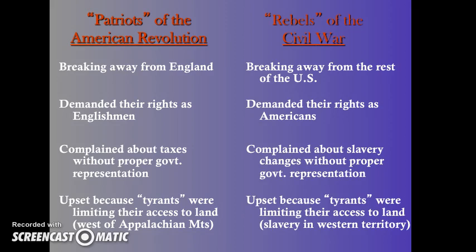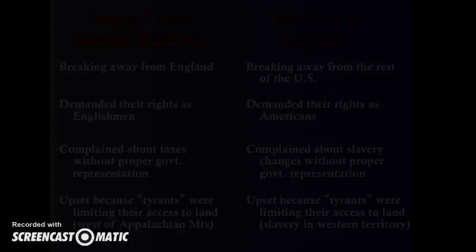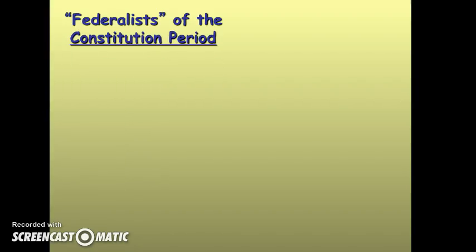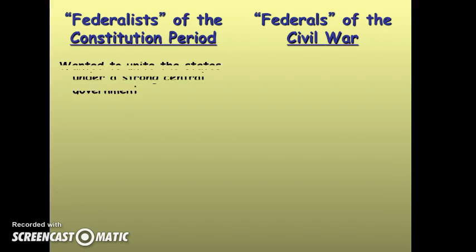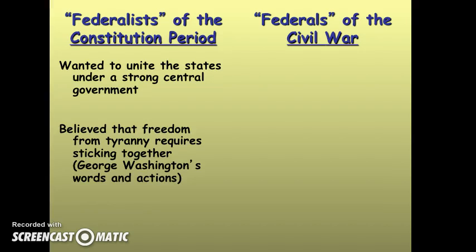Why the rebels would think that they had the right, just like the colonists believed they had the right to rebel. On the other side, we'll look at the Federalists of that Constitution period. Remember all those folks from that period of history, compared with the Federals, the northern side of the Civil War. So this is all the Federalists wanted, right? George Washington was along on their side. We need to stick together. Remember, that was replacing the Articles of Confederation.